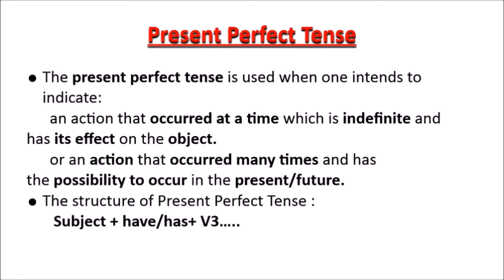Clear? So I have given the structure for present perfect tense. Look at the structure there. Subject plus have or has plus verb 3. So this is the structure for present perfect tense. Understand?